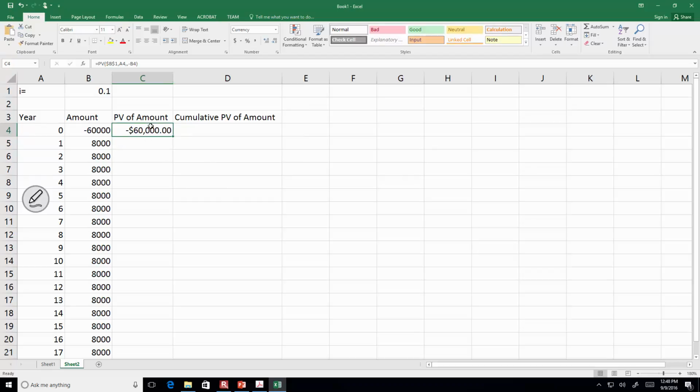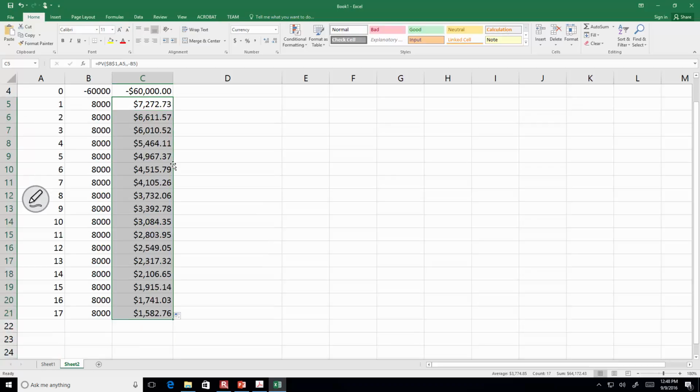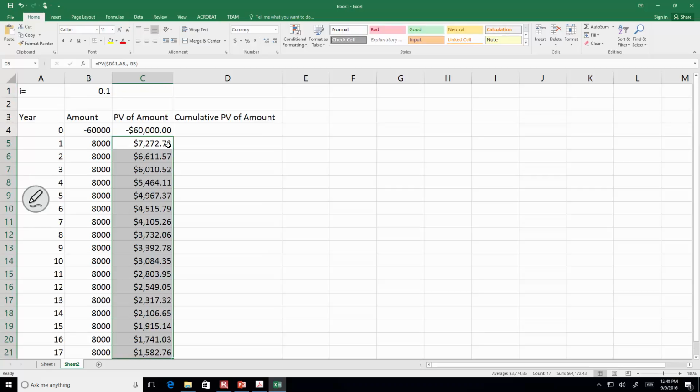All right, so the present value of 60,000 is 60,000. So far, so good. Let's drag that down one more. So the present value of 8,000, in year 1, is 7,272, so that's good. I can just double click on the green box and it will fill that in all the rest of the way down through the table. So I don't even have to click and drag. I can just double click in the green box and then it spreads that down.